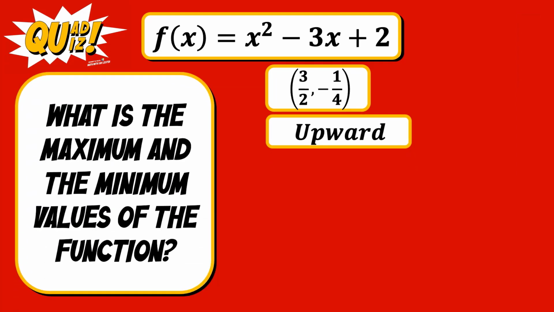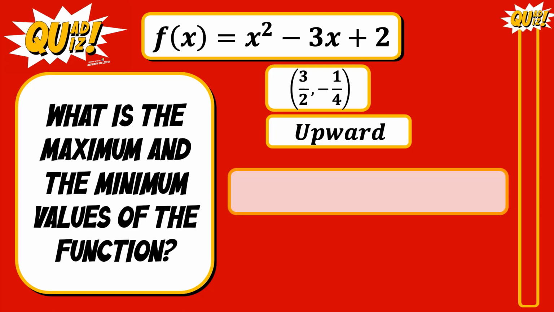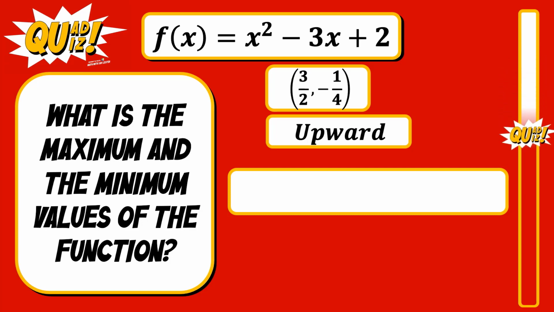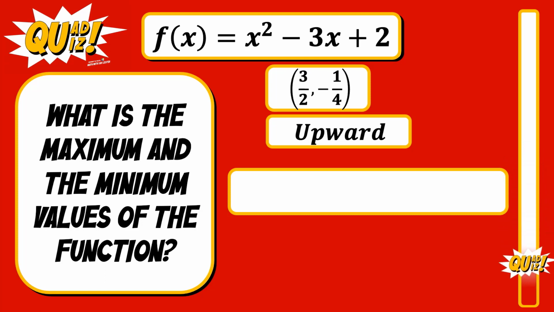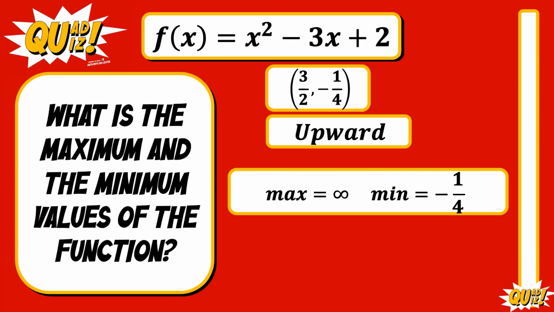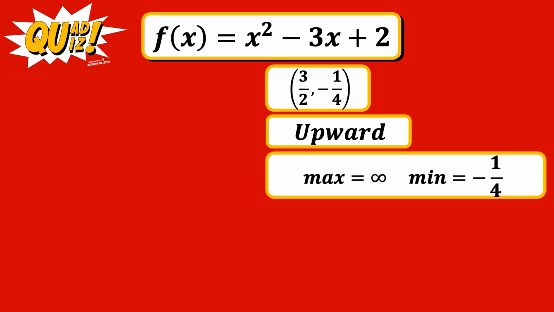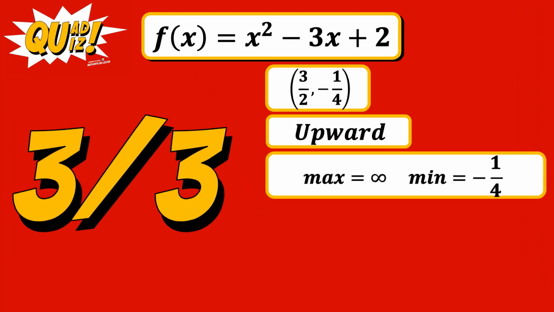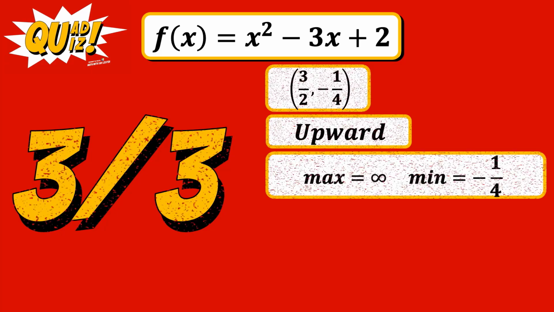What is the maximum and the minimum values of the given function? The correct answers are, for the maximum, positive infinity, and for the minimum, -1/4. Did you get 3/3? If not, please continue viewing this video.